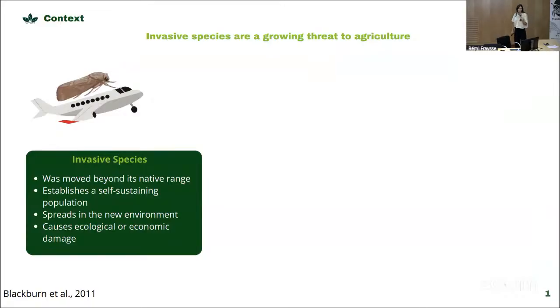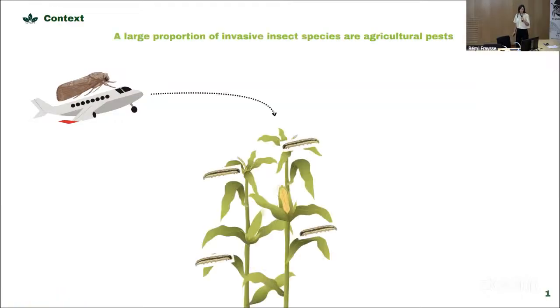So as we all know, invasive species are a growing threat to agriculture. A species is considered invasive when it was moved beyond its native range, has established a self-sustaining population, and can spread in the new environment, causing ecological or economical damage. And a large proportion of invasive insect species are agricultural pests.